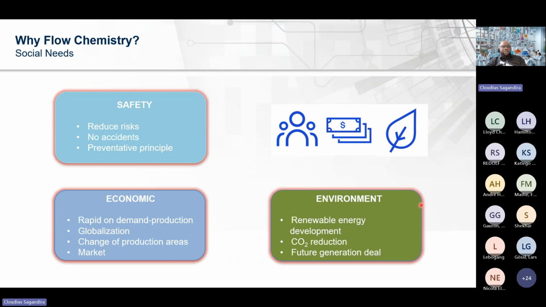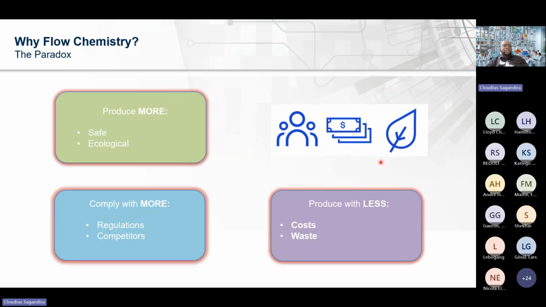And why is everyone talking about flow chemistry is the biggest question everyone has. There are social needs. We need to produce chemicals and medicine in a safe way. We need to do it economically. We need to meet the demand that is there. But most importantly, also, we need to take care of our environment. But there's a paradox. We need to produce more, but in a very safe and ecological way. We need to comply also with many regulations and also make sure that we compete, as it is not wise to not change the technology, and you can't compete with your competitors. And lastly, we need to produce with less cost and waste.